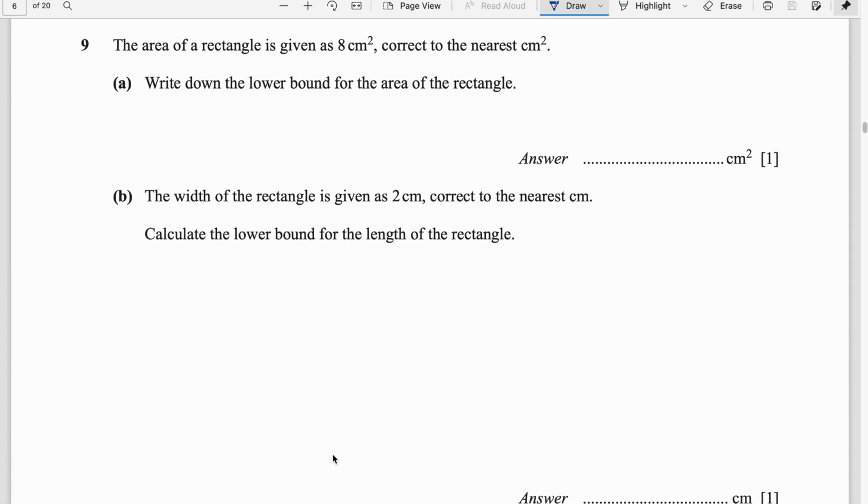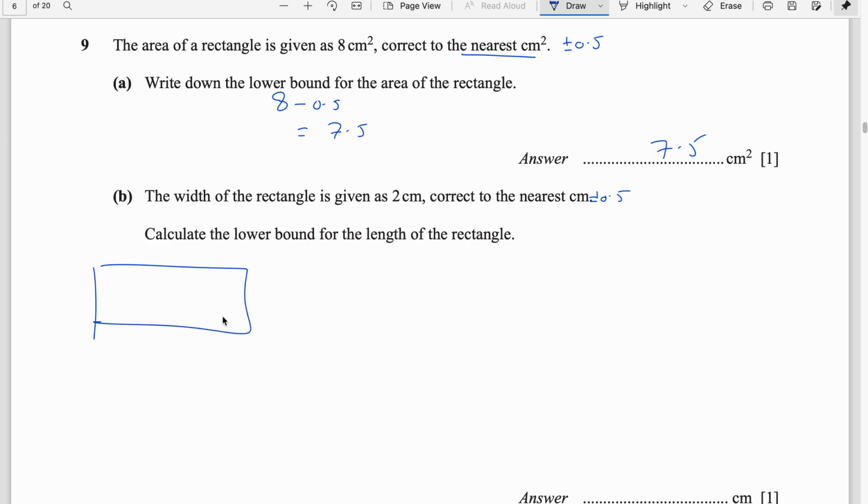Question number 9. The area of a rectangle is given as 8 cm squared, correct to the nearest centimeter squared. Write down the lower bound for the area, 8 minus 0.5 is 7.5. The width of the rectangle is given as 2 centimeters, correct to the nearest centimeter. Calculate the lower bound for the length of the rectangle.